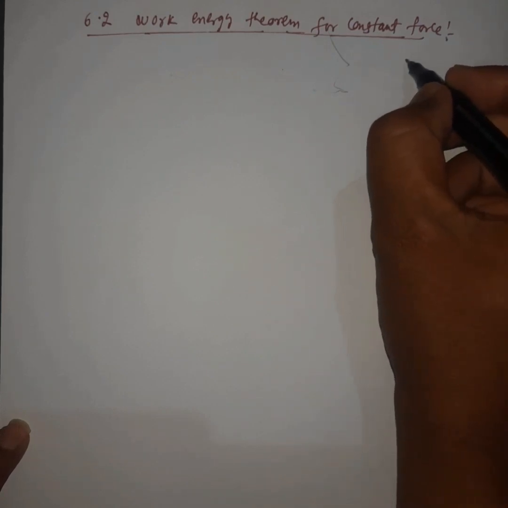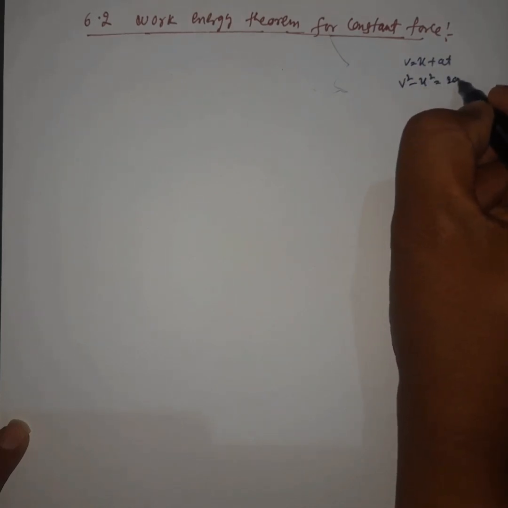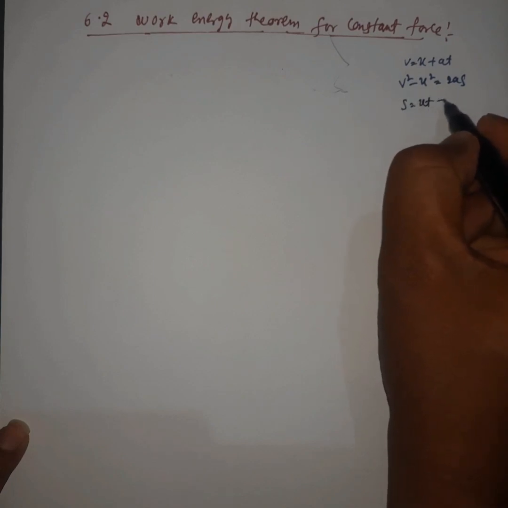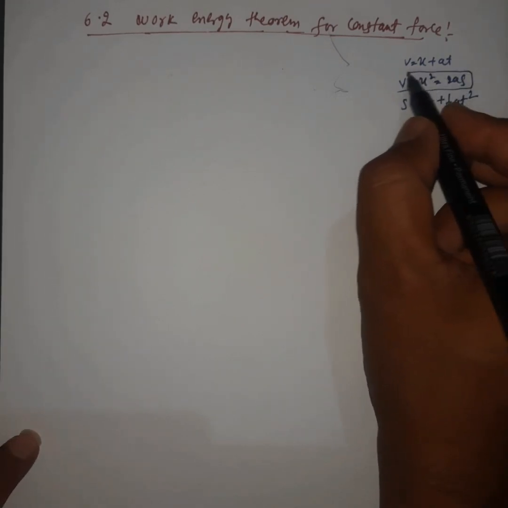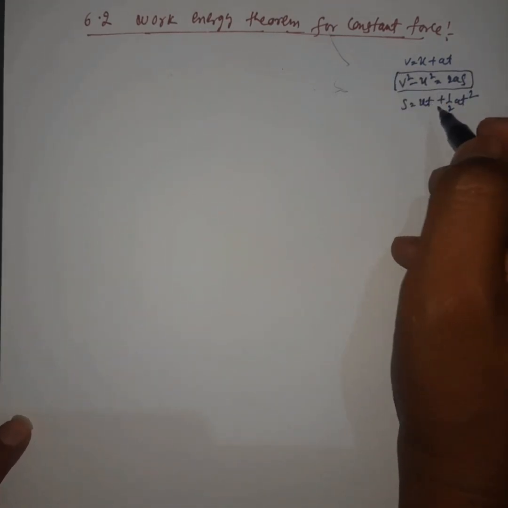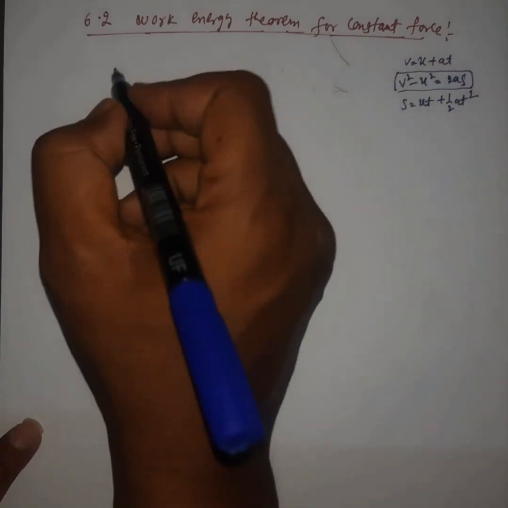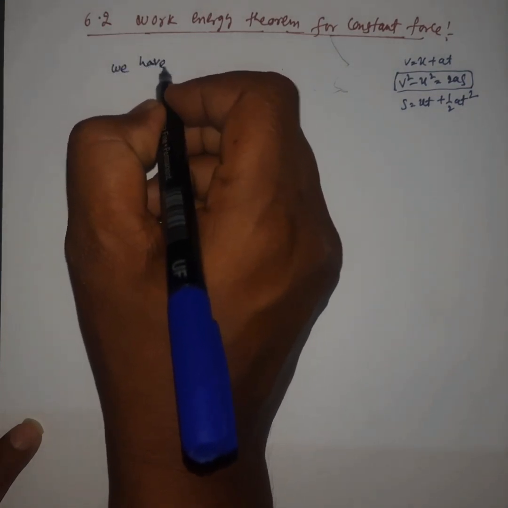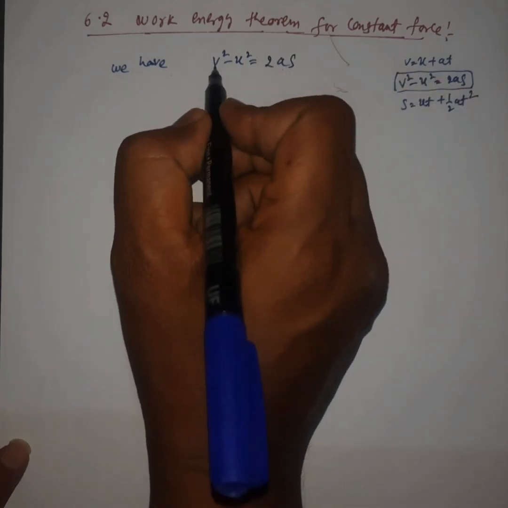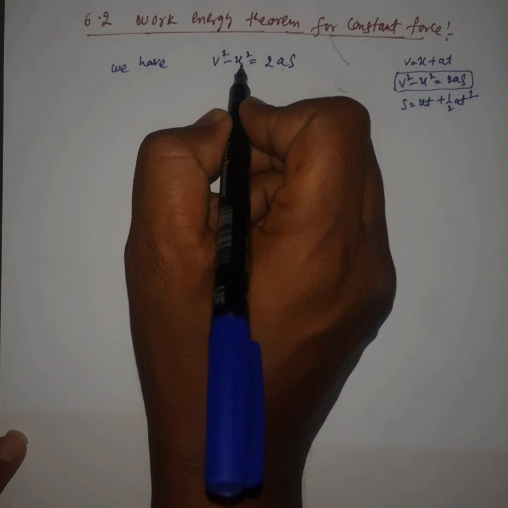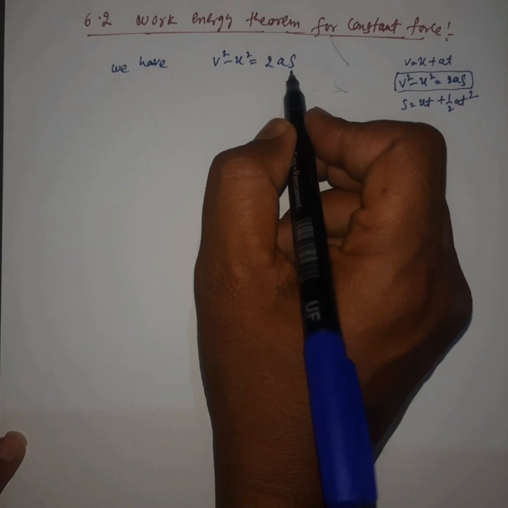What are they? v is equal to u plus at, v square minus u square is equal to 2as, s is equal to ut plus half at square. So here I am using this equation, v square minus u square is equal to 2as, for rectilinear motion under constant acceleration. Here v is final velocity, u is initial velocity, a is acceleration, s is displacement.